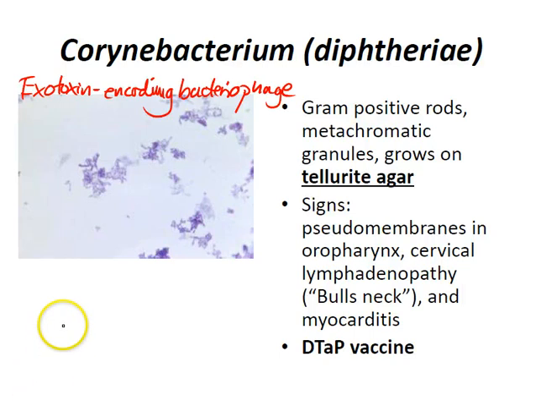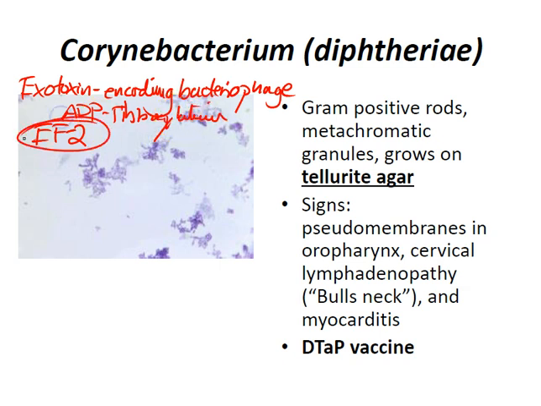Now, only Corynebacterium diphtheriae strains that are infected by these bacteriophages can cause clinical diphtheria. The exotoxin catalyzes the ADP ribosylation of EF2, thereby inhibiting tRNA translocation from ribosomal A sites to P sites.